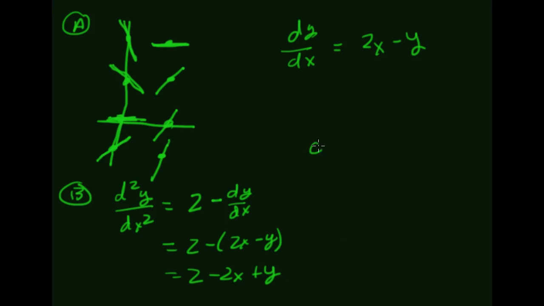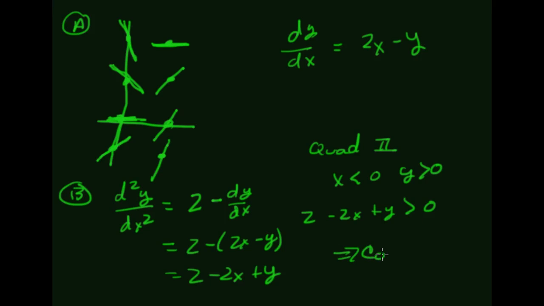Now, in quadrant 2, x is negative and y is positive. So 2 minus 2x plus y is always greater than 0 in that quadrant, which means that I am concave up for the entire second quadrant.